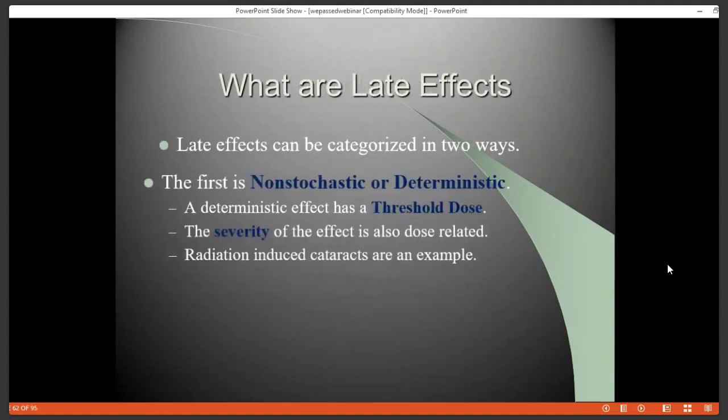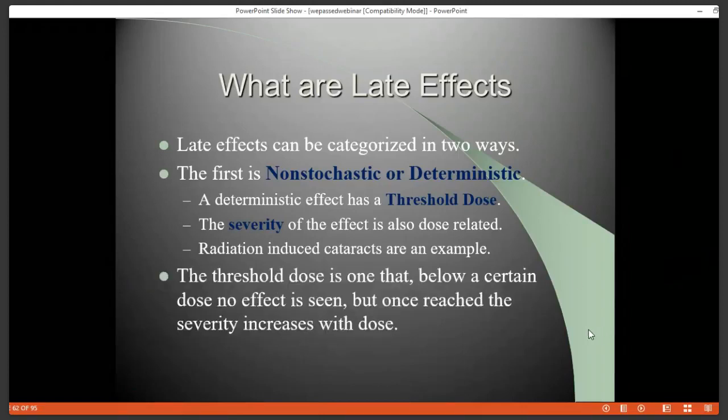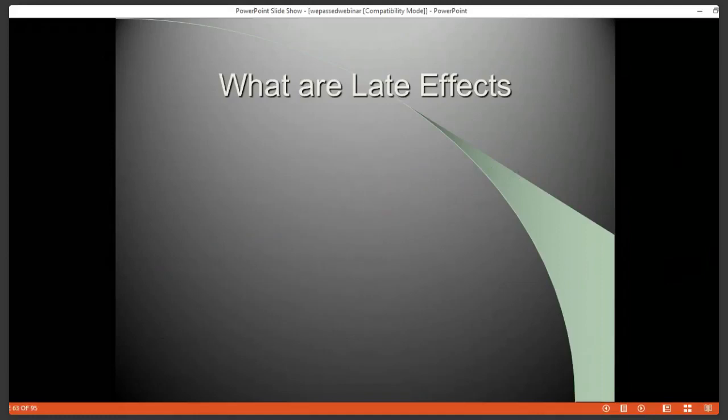So there can be two broad categories. The first is non-stochastic or deterministic effects, and these are defined as effects that have threshold doses associated with them. Threshold doses are things that if we stay below them, we do not see the effect, but if we rise above the threshold dose, not only do we see the effect, but the severity of the effect is also dose-related. Radiation-induced cataracts are the example most often used for these. Again, a threshold dose is the lowest certain dose; below it no effect would be seen, but once reached, the effect starts and severity will escalate as the dose rises.